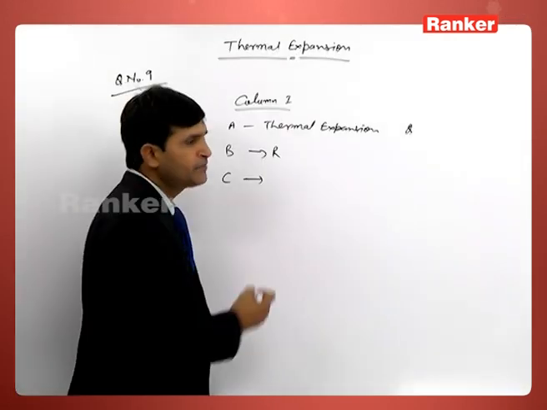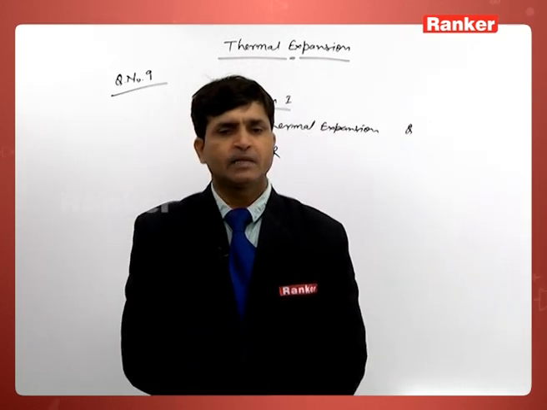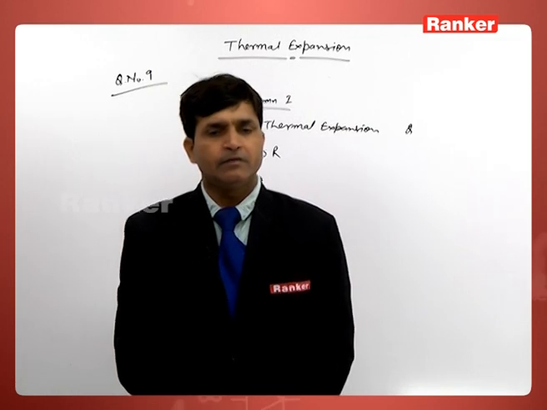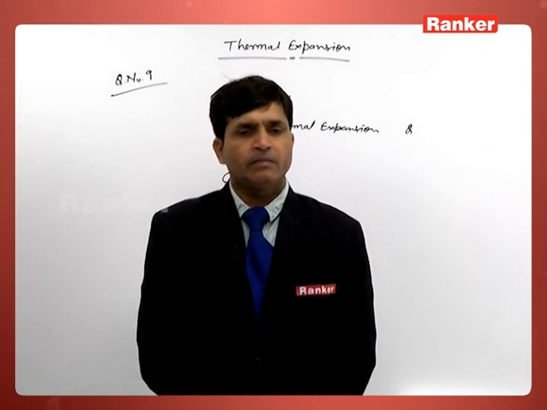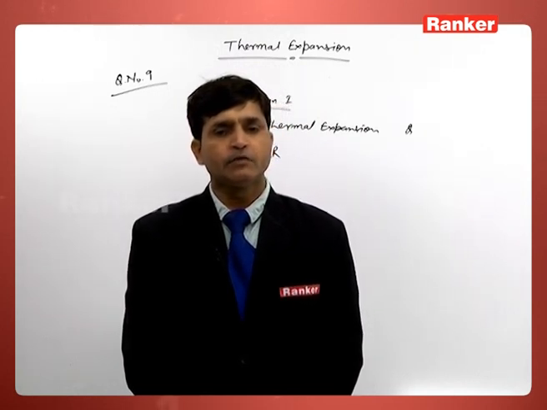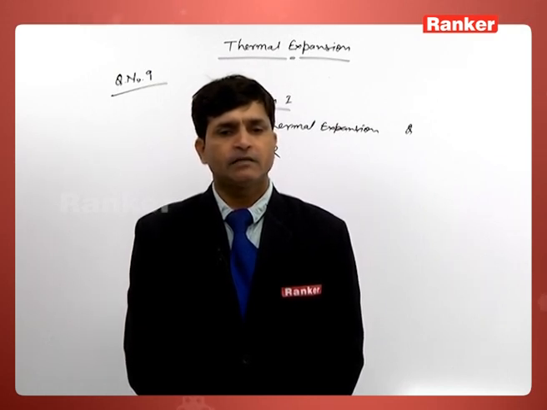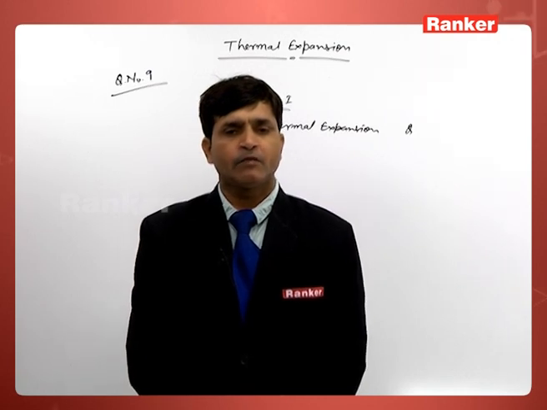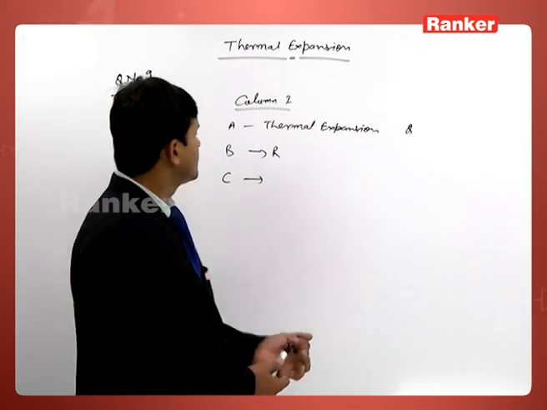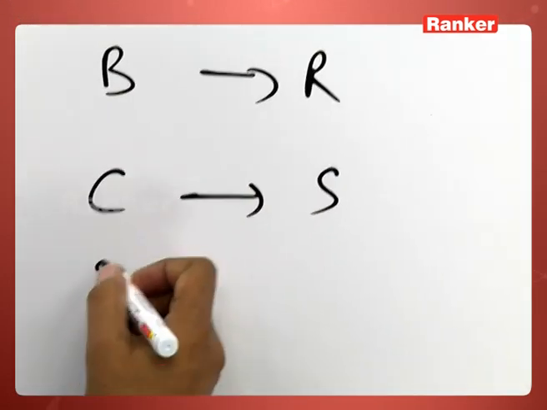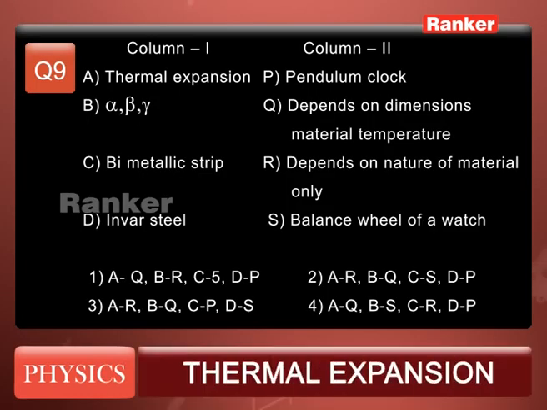Similarly, in C, if we look at bimetallic strip, we use the bimetallic strip in the balance wheel of a watch. So our C option is option S, while invar steel we use in the pendulum clock. The C option is S, while the D option is P. So as per this, our correct option is option number 1.